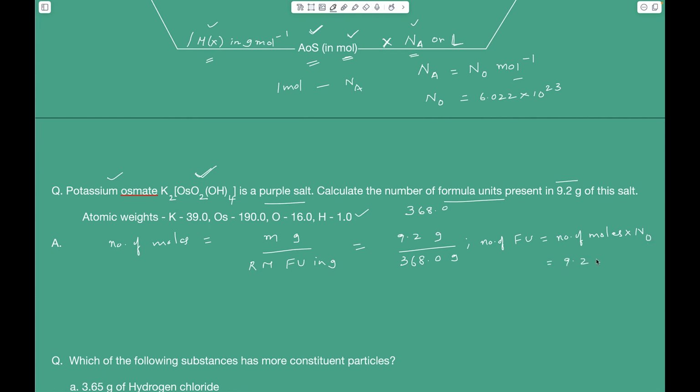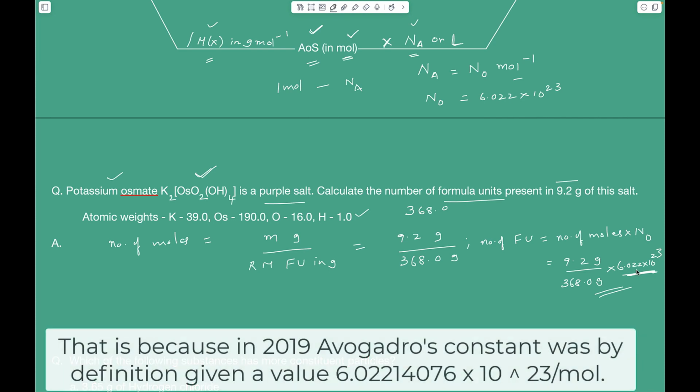So that would be 9.0 grams over 368.0 grams multiplied with 6.022 into 10 to the power of 23. I will leave the simplification to you. Remember, for the sake of figuring out the number of significant figures, take this value of Avogadro's number as an exact value. So that means assume that this has an infinite number of significant figures. We know the value of Avogadro's number exactly as of today.